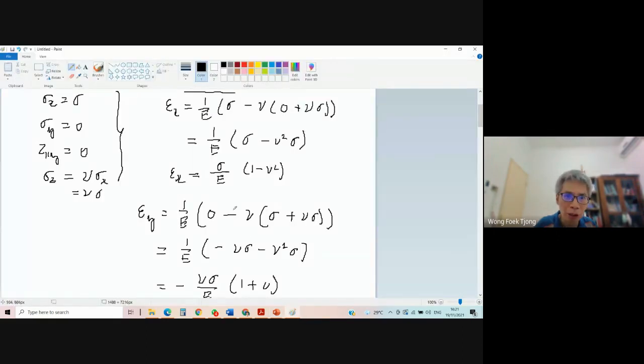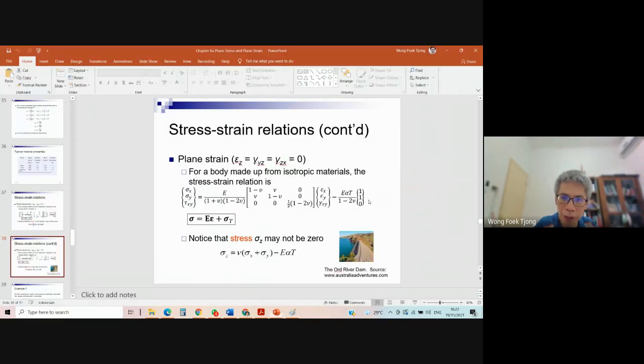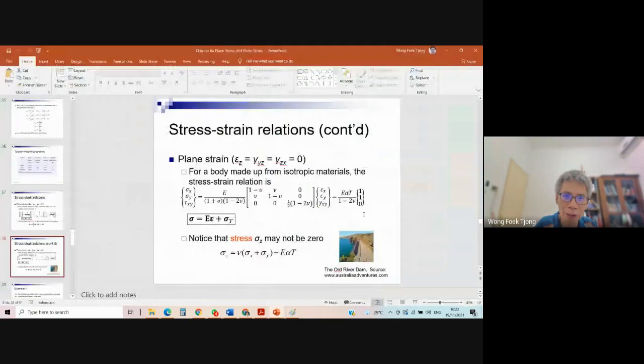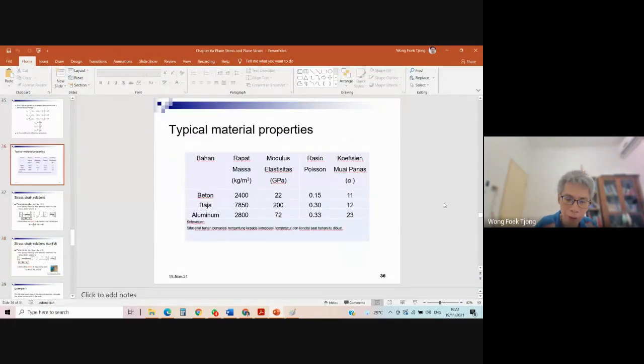And then accordingly, the epsilon x, epsilon y are given by, yes, actually we can use this formula, okay? But here I use the 3D formula to make it easy. Otherwise, we have to calculate the inverse.